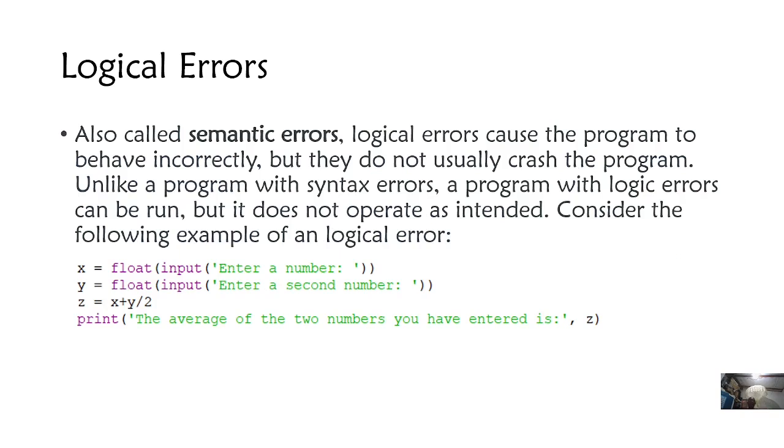Then we have got logical errors, also called semantic errors. So logical errors cause the program to behave incorrectly, but they do not usually crash the program. So the program cannot crash. For example, if you want to find the average, you have to look at the operation order. So which one begins first? For example, if you're adding two numbers, then they have to subtract and so on. So you have got plus and minus operators, then you have got three operands.